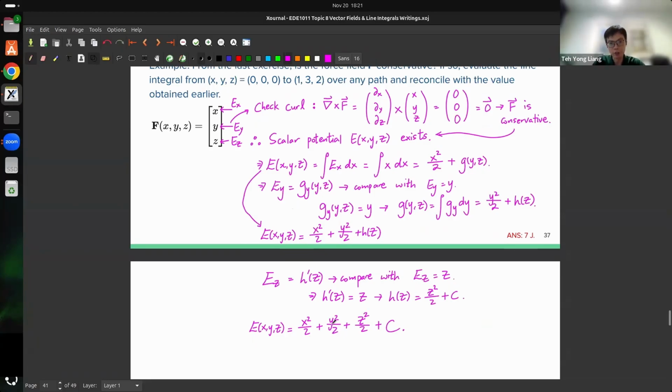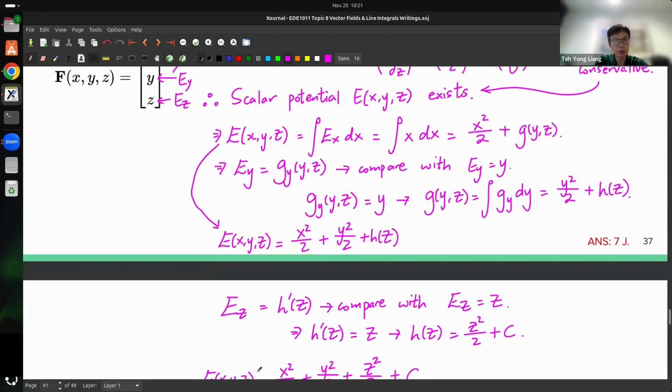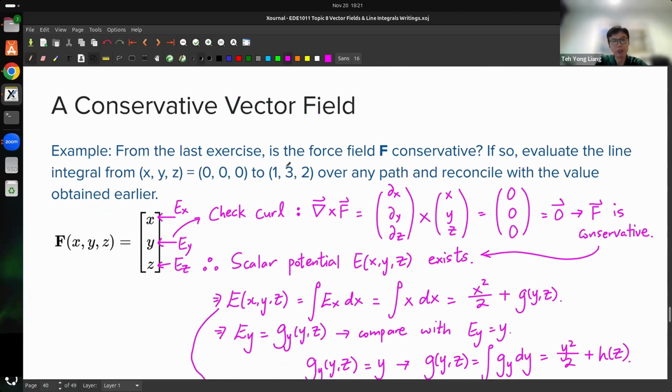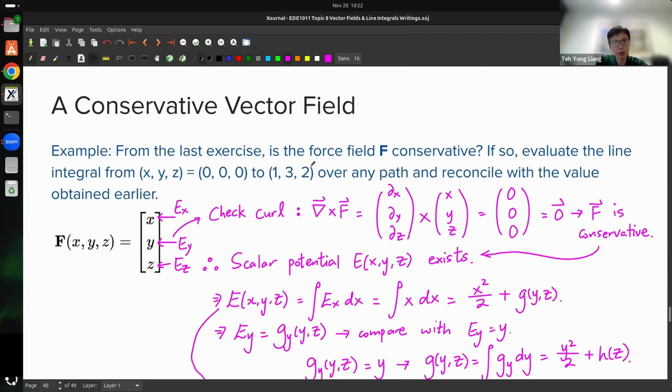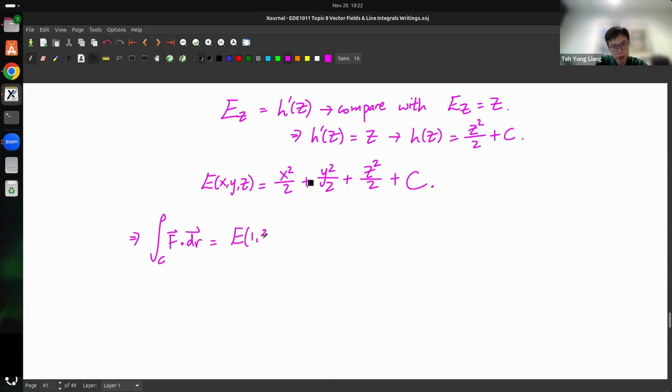Okay? So I think it's quite easy to see. Now, after we got the scalar potential, we evaluate the line integral from 0, 0, 0 to 1, 3, 2. Same as the earlier example. So the line integral over some path C of F dot dr is just the scalar potential at the endpoint 1, 3, 2 minus the scalar potential at the start point 0, 0, 0.